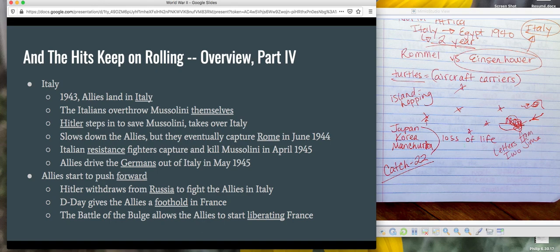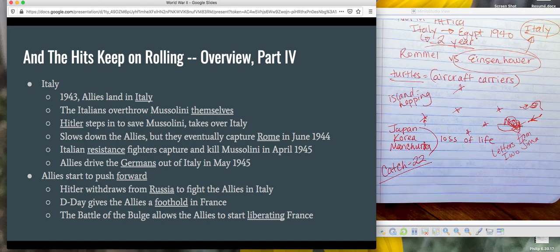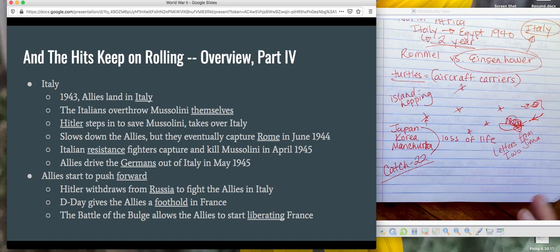Italian resistance fighters eventually capture and kill Mussolini in April 1945 because they are so done with him. The Allies eventually drive the Germans out of Italy in May 1945, and Italy has been liberated. The Allies start to push forward some more. Hitler had to withdraw forces in Russia to fight the Allies in Italy and then eventually loses it. D-Day gives the Allies a foothold in France.